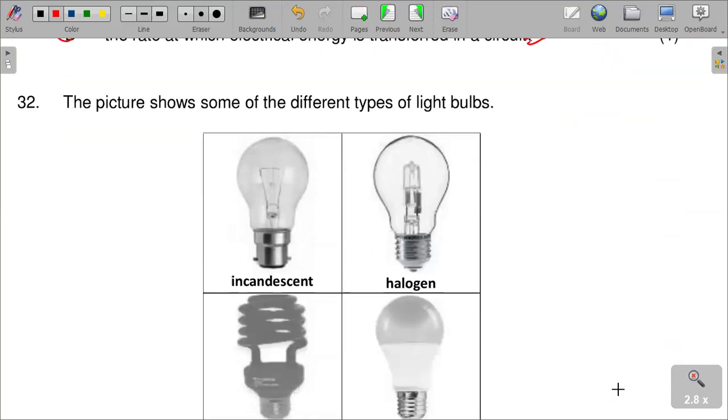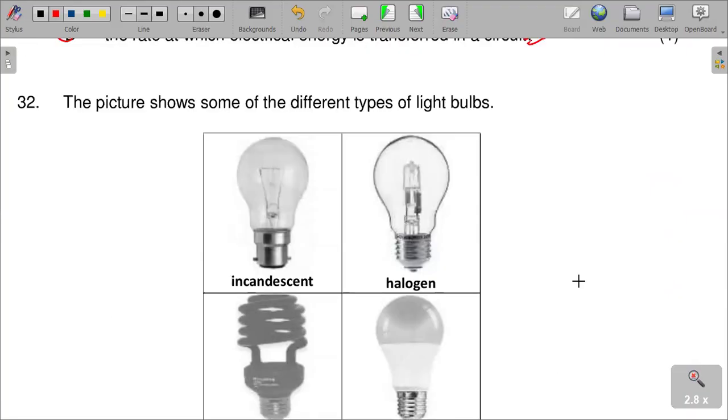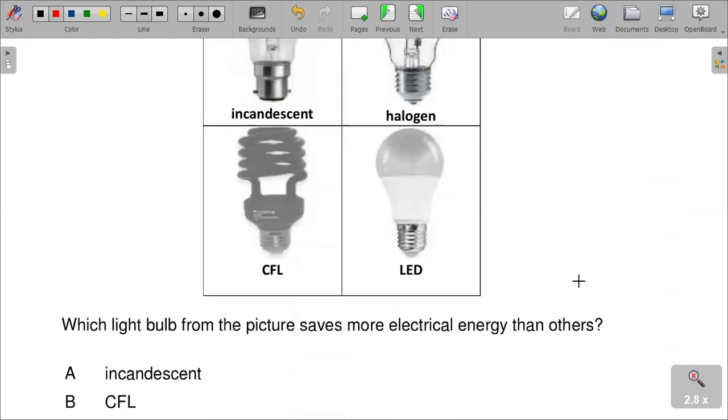The picture shows some of the different types of light bulbs. We are given different pictures of light bulbs.